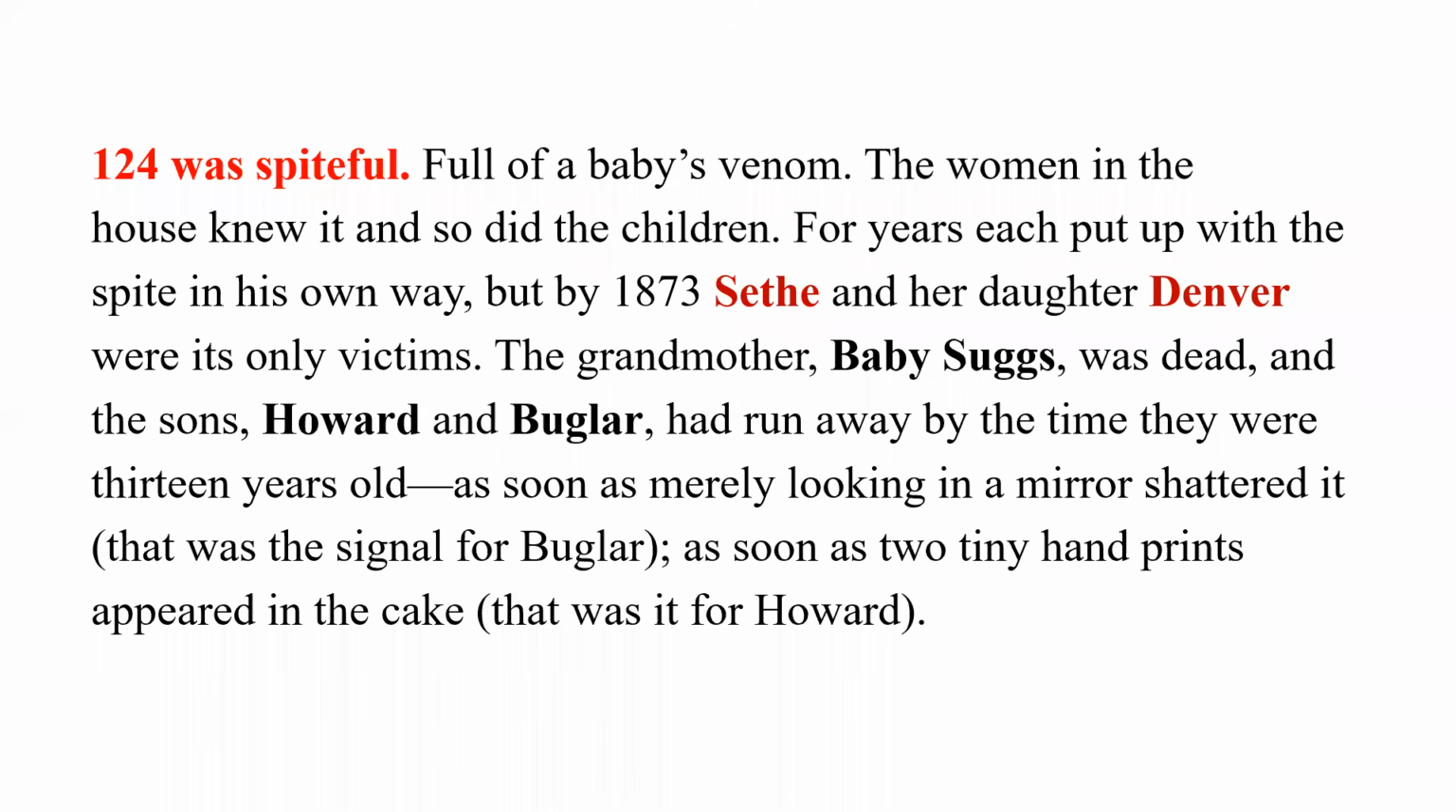But they ran away. Why? Because this home, 124, was spiteful, full of a baby's venom. The baby refers to the dead child, their dead sibling, Beloved. So they ran away. How? By the time they were 13 years old, merely looking in a mirror shattered it. That is the signal for Buglar. The moment he looked in a mirror and it shattered, he thought, my God, I should run away. As soon as 2 tiny handprints appeared in the cake, that was it for Howard, and Howard ran away.